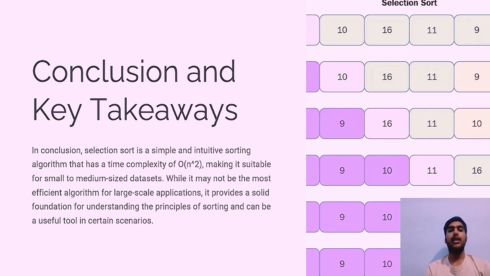Conclusion and key takeaways. In conclusion, selection sort is a simple and very intuitive sorting algorithm that has a time complexity of O(n²), making it suitable for small to medium sized data sets, while it may not be the most efficient algorithm for large scale applications. For large scale applications, we use quicksort.